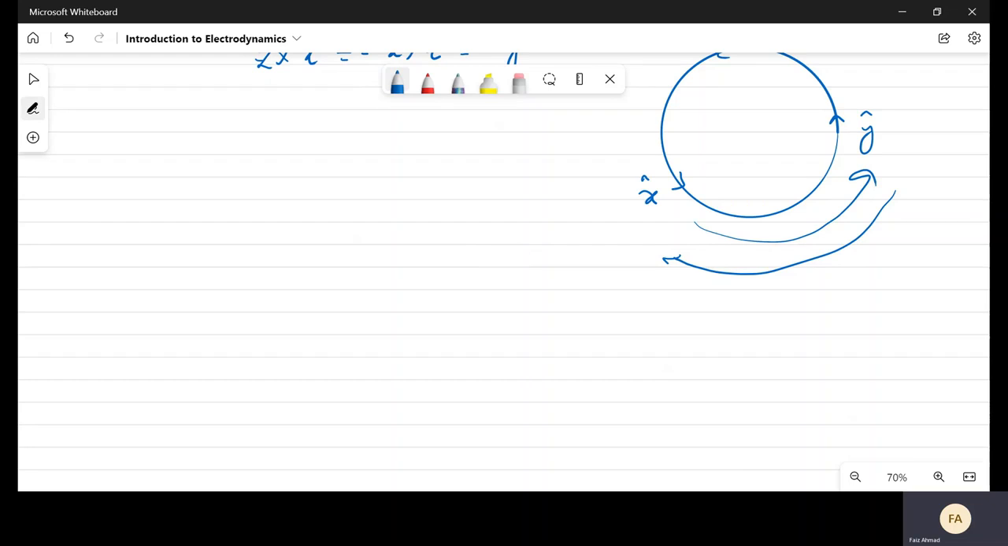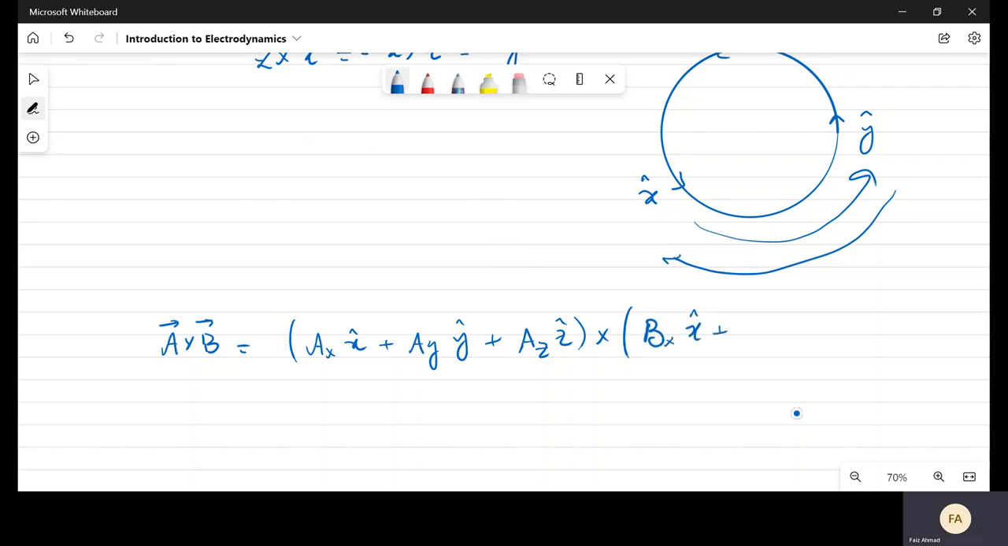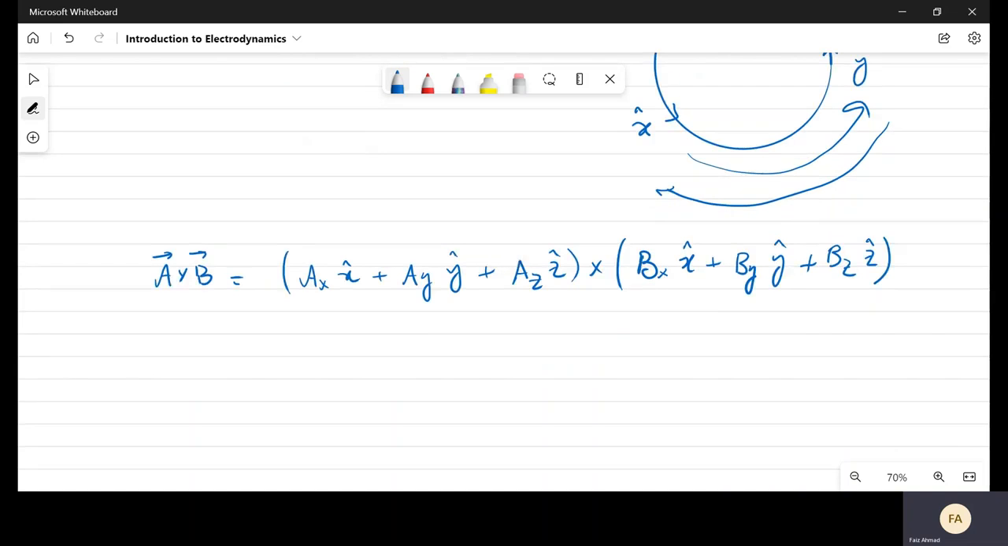So we can define the cross product between two vectors, a cross b, again in component form. So we have to write ax x plus ay y plus az z, cross with bx x plus by y plus bz z. So we have to take cross with every quantity.